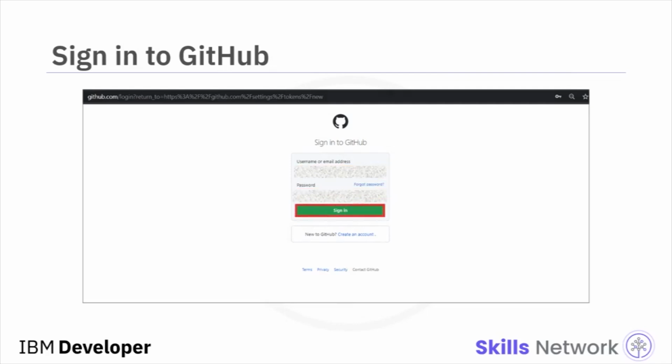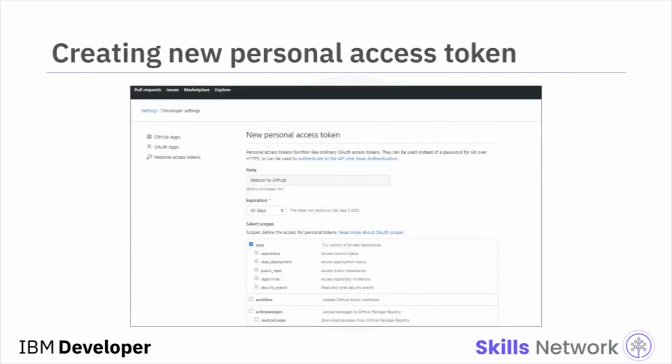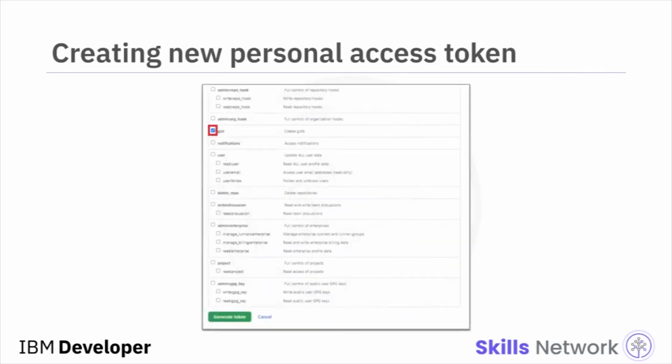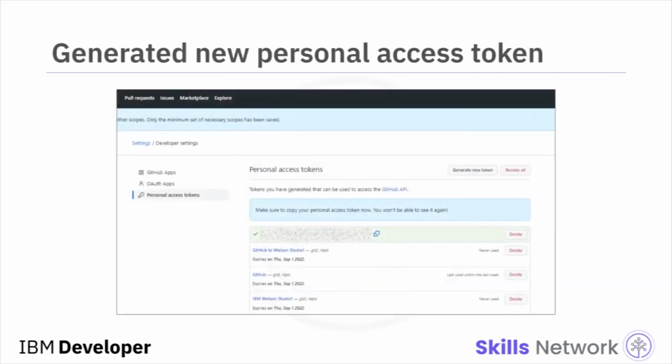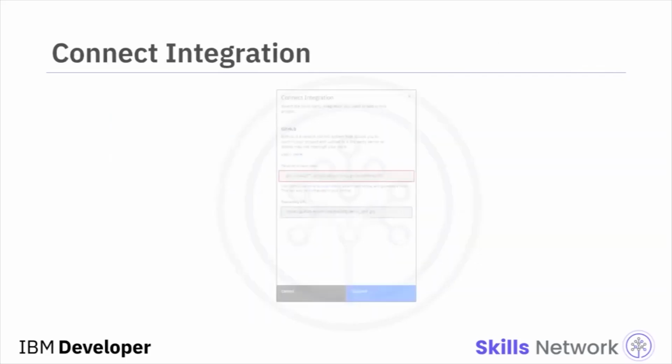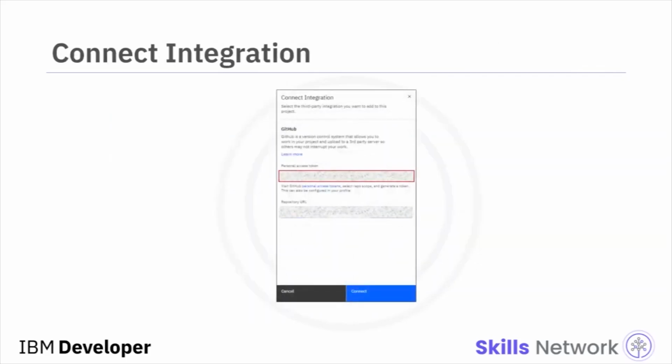Then click Sign In. To create a new personal access token, provide the description of the token, and to define the access for personal tokens, under Select Scopes, select Repo. Next, ensure GIST is selected and click Generate Token. In the Personal Access Token page, copy the generated access token by clicking the copy icon. Now, go back to the Connect Integration area and add the generated token.